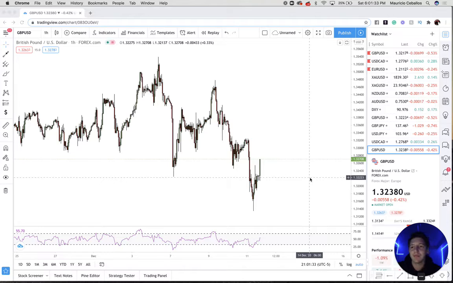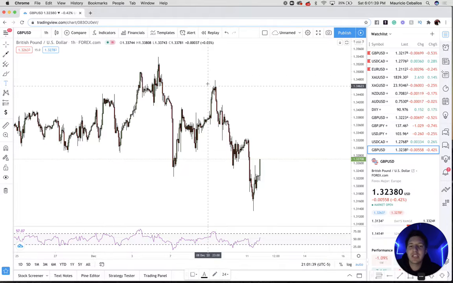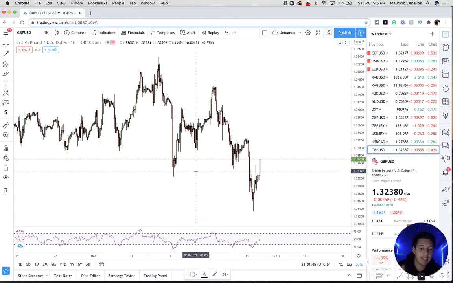So here we have GPUSD. One of the things that I want you guys to know that is a big factor for my entries is, one, my RSI, the settings that I have, which is something very important. It helps me find three things: divergence, oversold or overbought, and verify my point of interest. Verify that this point of interest is a valid point of interest.